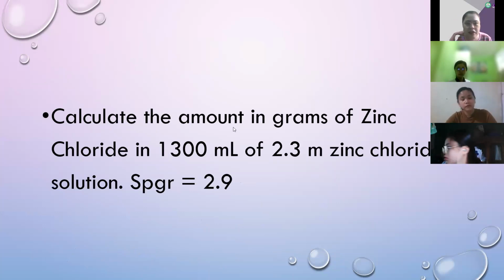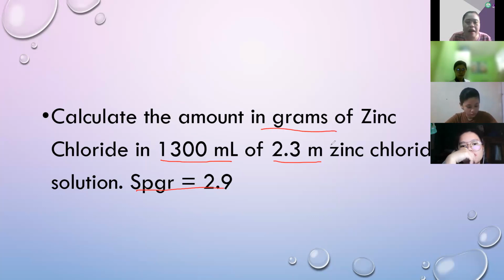So this one is: calculate the amount in grams of zinc chloride in 1,300 ml of 2.3 molal zinc chloride solution, and the specific gravity of our zinc chloride is 2.9. Again, our given here is the volume of solution in ml, the molality of the solution, which is 2.3 molal, and the specific gravity, which is 2.9. What is asked in the problem is the amount in grams of our zinc chloride.